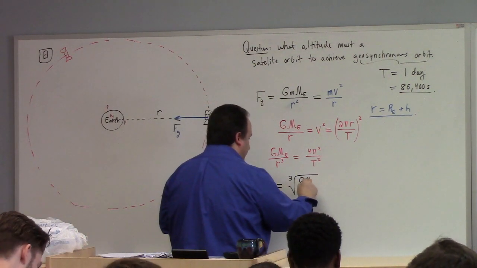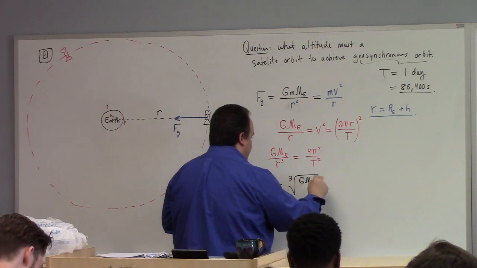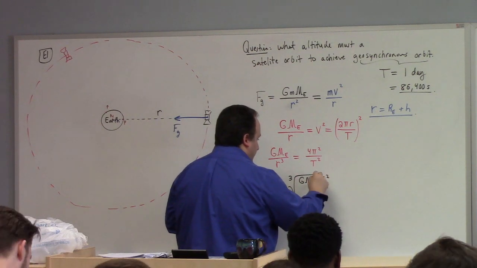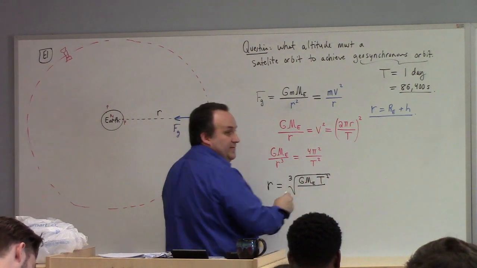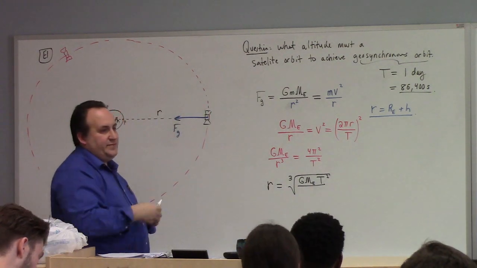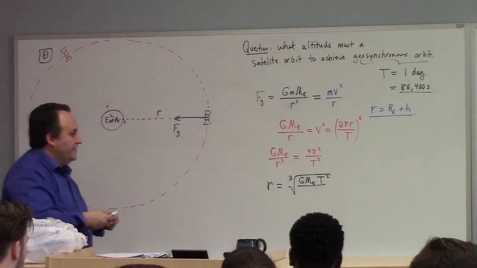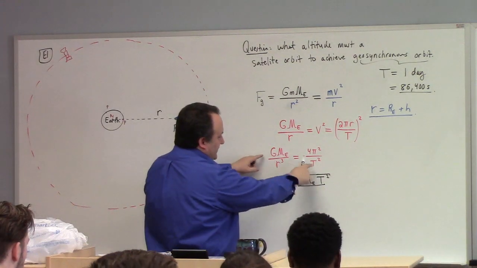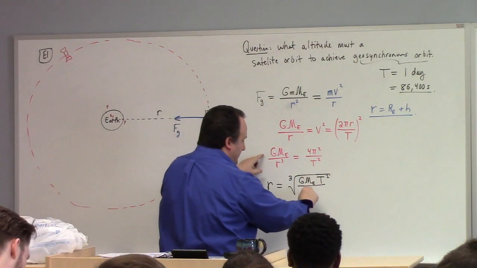G times the mass of the Earth times period squared divided by, please close the laptop. I hear too much clicking. Thank you.